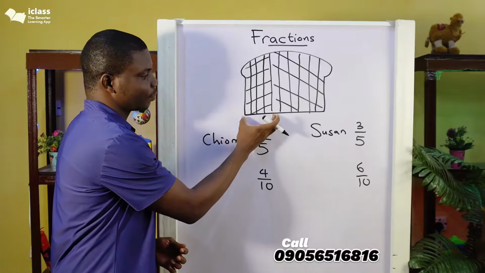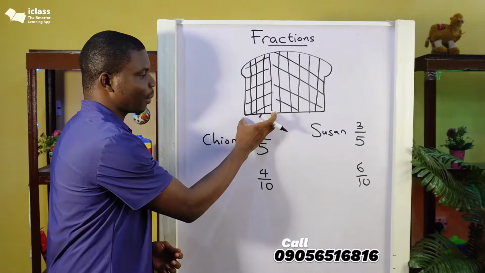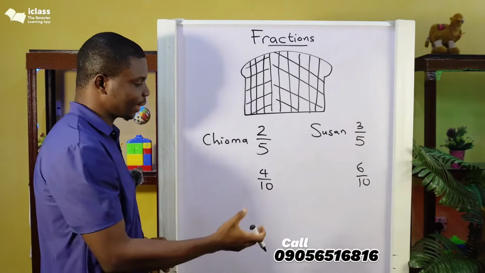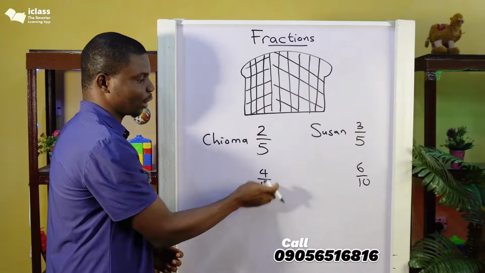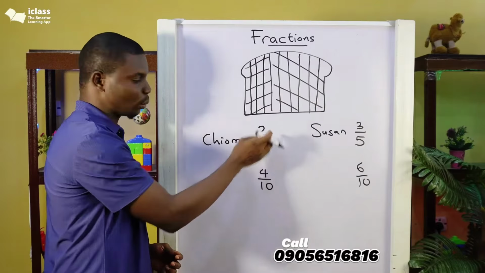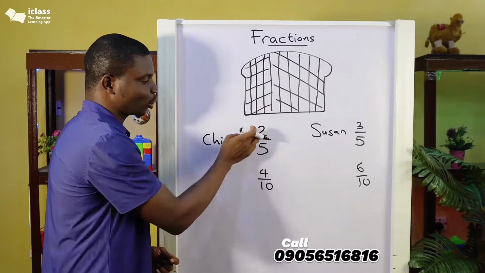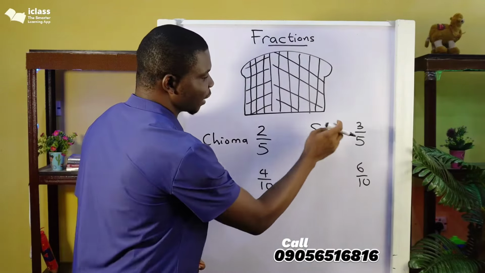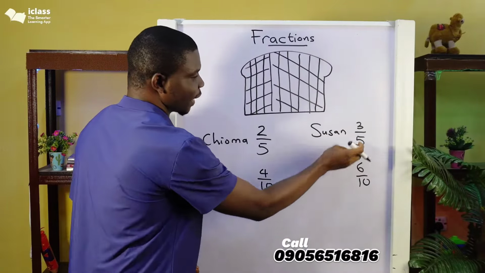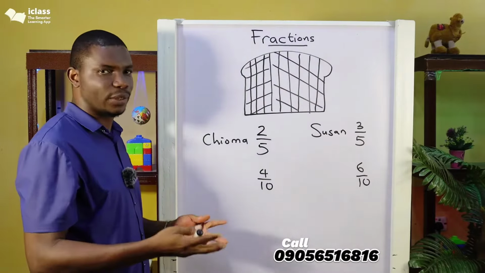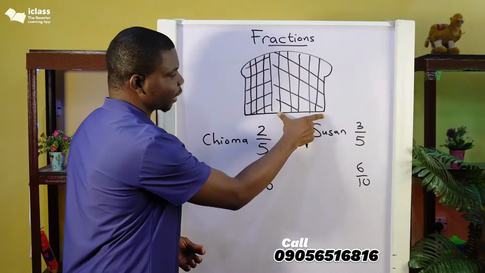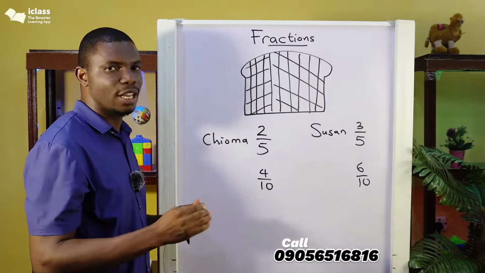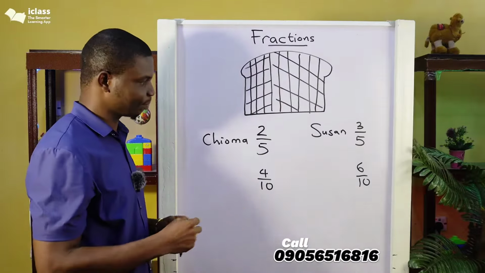Because the amount of bread that Chioma will get when it was divided into 5 is still the same amount that she will get when it was divided into 10. So we say 4/10 and 2/5 are equivalent fractions. Likewise, Susan, 6/10 and 3/5 are equivalent fractions because the amount of bread she gets when it was divided into 5 is the same amount she gets when it was divided into 10.